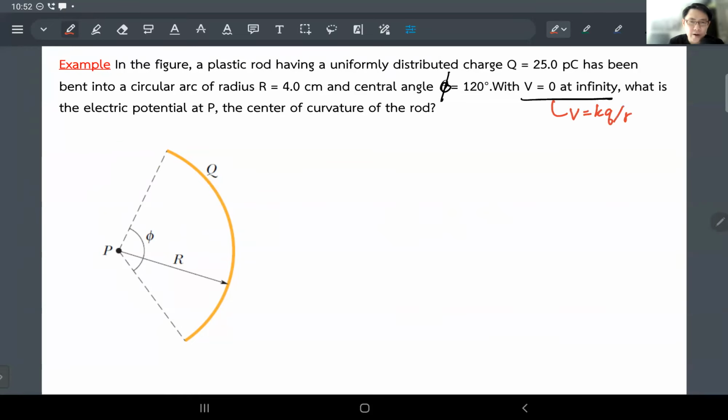You probably start wondering, well, John, when are we not going to be able to use it? It's pretty much never. You always use this kQ over R, as long as you're not trying to do anything funny with your reference. So this is fine. What is the electric potential at P, which is the center of curvature of the rod?